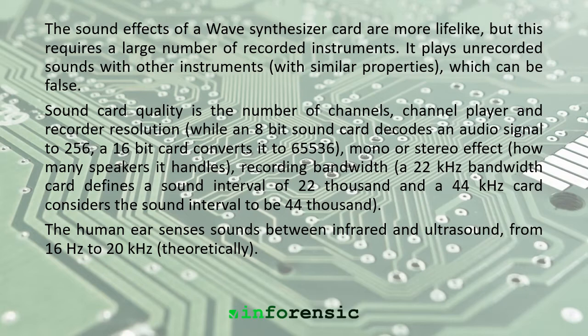Sound card quality is determined by the number of channels, and the channel player and recorder resolution: an 8-bit sound card decodes an audio signal to 256 levels, while a 16-bit card converts it to 65,536. It also depends on mono or stereo effect, how many speakers it handles, and recording bandwidth: a 22 kHz bandwidth card defines a sound interval of 22,000, and a 44 kHz card considers the sound interval to be 44,000. The human ear senses sounds between infrasound and ultrasound, from 16 Hz to 20 kHz, theoretically.